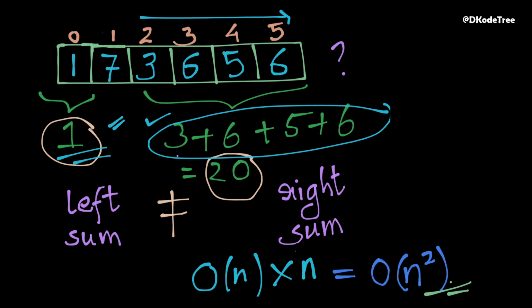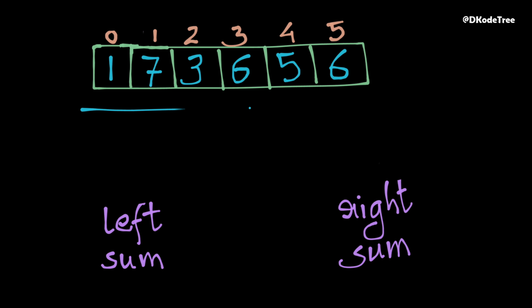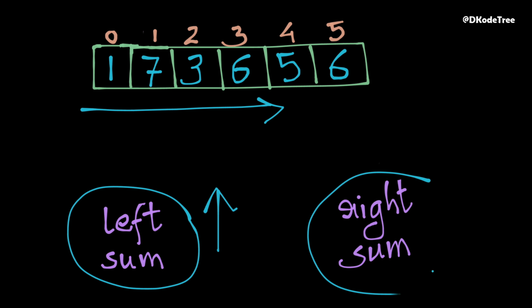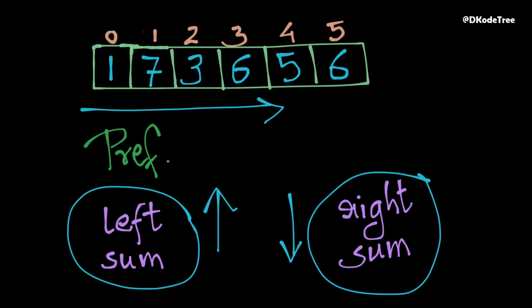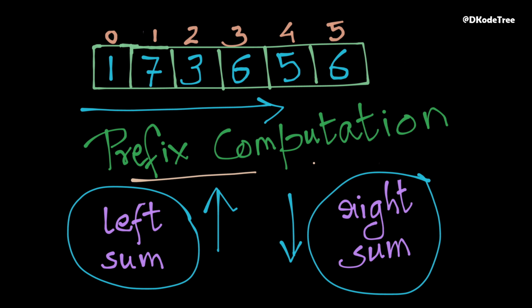It turns out that we can cut down on some repeated work while calculating the sum. Note that as we move through the array, the left sum increases and the right sum decreases. So what if we calculate the sum incrementally on the go? This we can do using a very interesting but simple technique called prefix computation, or prefix sum in this case.